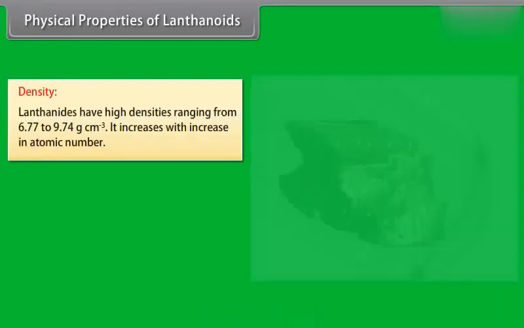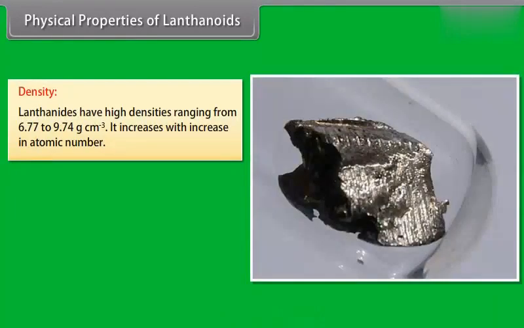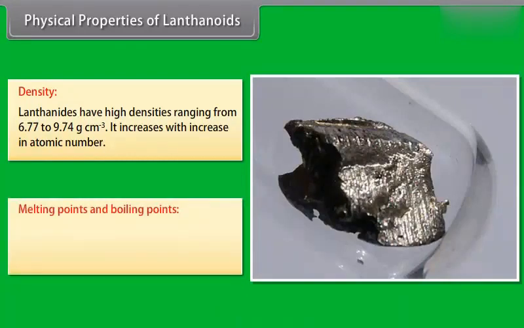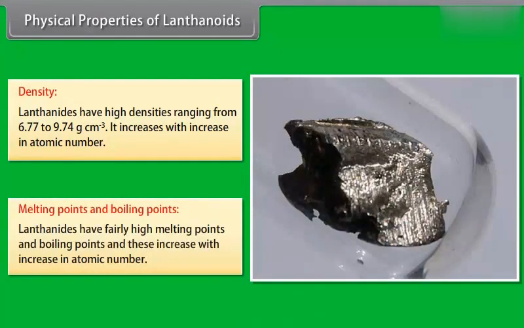Density. Lanthanides have high densities, ranging from 6.77 to 9.74 gram per centimeter cube. It increases with increase in atomic number. Melting points and boiling points. Lanthanides have fairly high melting points and boiling points, and these increase with increase in atomic number. This is because the attraction between atoms increases as the size decreases.